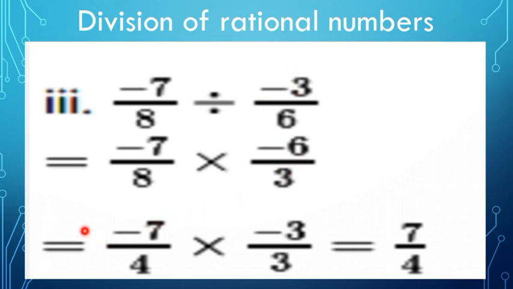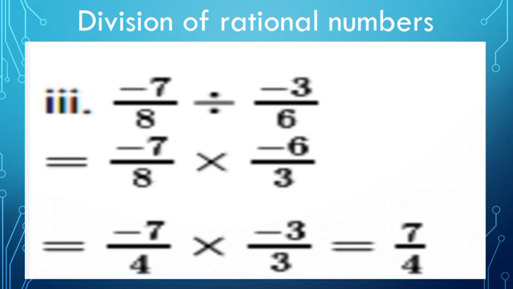Now, then as usual, you can do with the normal multiplication you do. So, 8 goes with 6, 8 goes with 6 with 2. So, 4 and this minus 3. And minus 3 by 3 you get minus 1. So, minus 7 into minus 1 by 4. Minus minus gets cancelled. So, 7 into 1 by 4, that is 7 by 4. This is how you divide rational numbers.